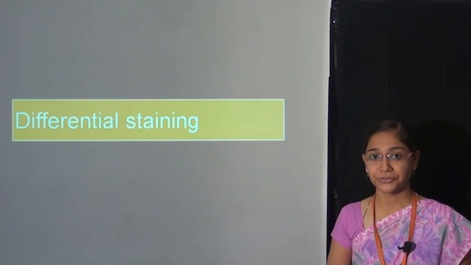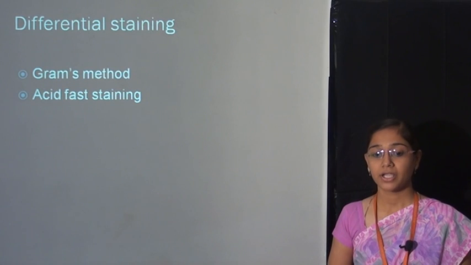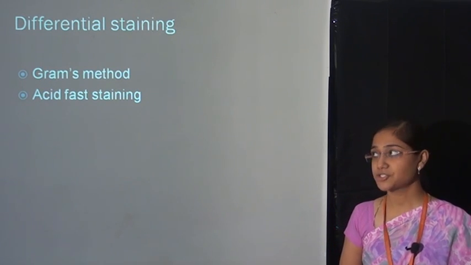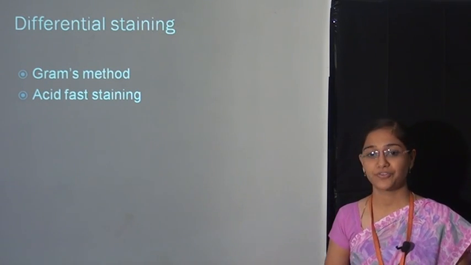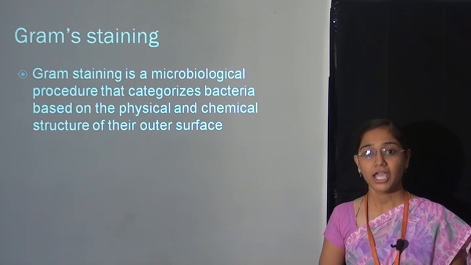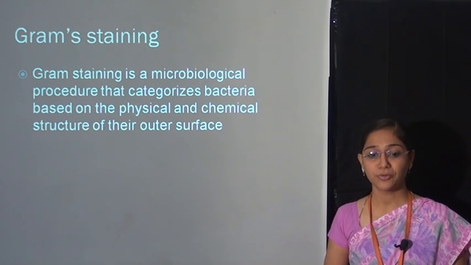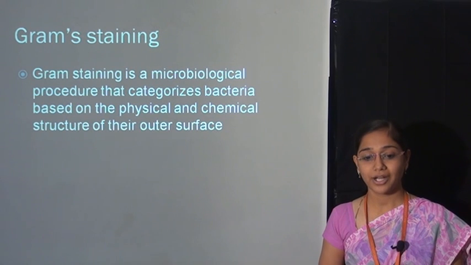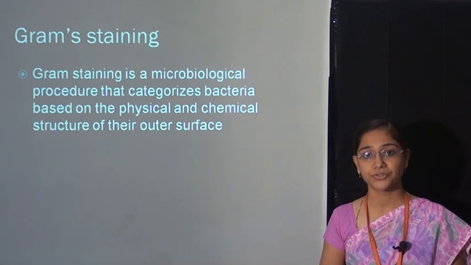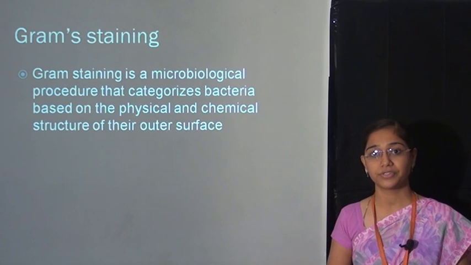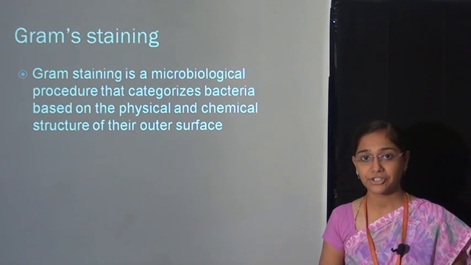Then the next one is differential staining. There are two types of differential staining, Gram staining and acid fast staining. Gram staining is a microbiological process that categorizes bacteria based on the physical and chemical structure of the outer surface, like the bacterial cell wall.